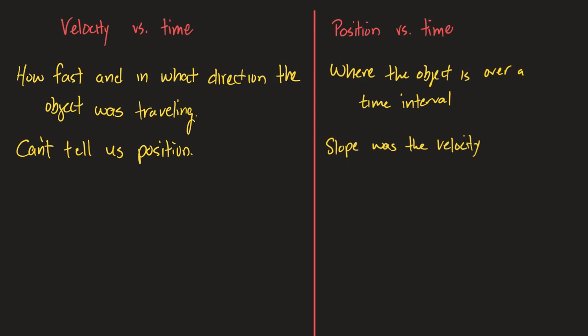But we did determine something about the graph that we could use. It can tell us the change in the object's position. So it can't tell us where the object is, but it can tell us how far the object moved. And that's the area. The word that we use here is displacement, which is the word I used in class. The area can tell us the displacement of the object. Displacement is defined as change in position.